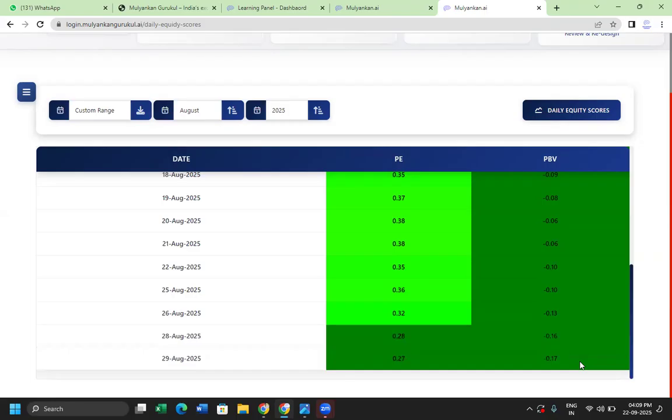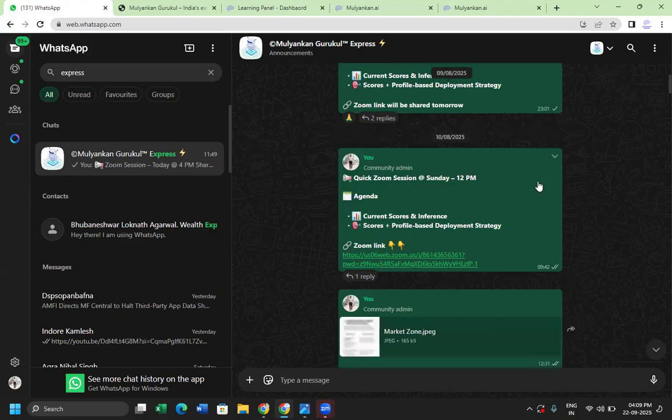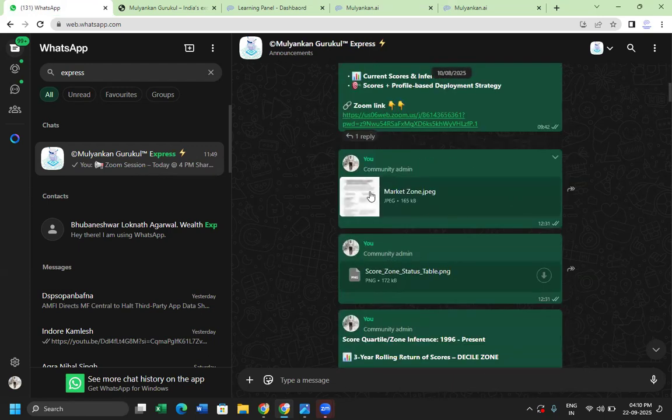In Express Community, you don't have to wait for an end of day score. On a live basis, we shared this on 28th of August. Express Community is a community where we add all our premium members, and here you will get all the scores. If we start with 10th of August, we did a quick Zoom session on Sunday at 12 p.m. about what the market zone and zone status are.